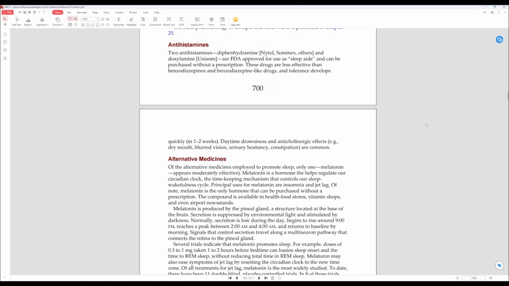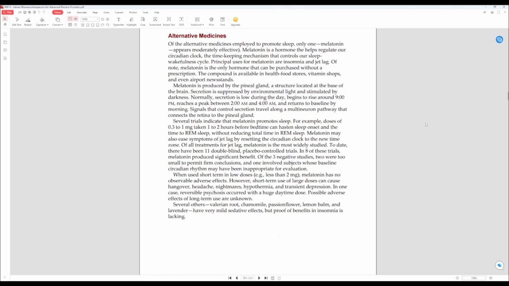Which brings us to antihistamines. Two antihistamines, diphenhydramine and doxylamine, are FDA approved for use as a sleep aid and can be purchased without a prescription. These drugs are less effective than benzodiazepines or benzodiazepine-like drugs, and tolerance develops pretty quickly, in 1 to 2 weeks. Daytime drowsiness and anticholinergic effects are very common.